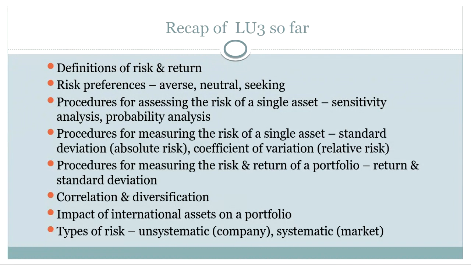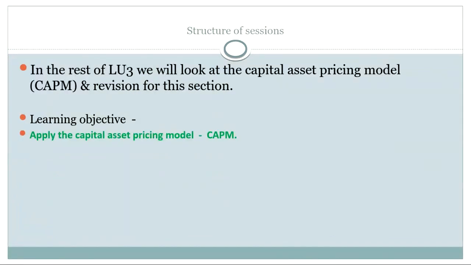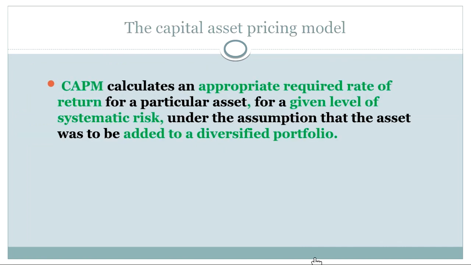So on the screen here is everything we've had a look at in LU3 so far, all the different definitions of risk and return, the types of risk and how we measure risk, the techniques that we've got. And then the rest of this is looking at CAPM, which is the capital asset pricing model. So this is in your textbook starting from page 85. And if you have a look, this is important. This is a little paragraph that appears on page 85.